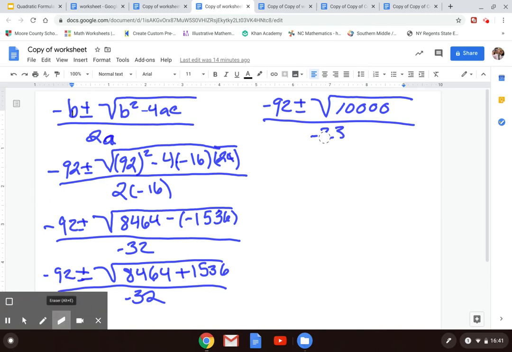All right, so I made a little mistake there. It's the negative 92 divided by negative 32. All right, so when I get to this point, the square root of 10,000, which is 1,536 plus 8,464, the square root of 10,000 is 100.